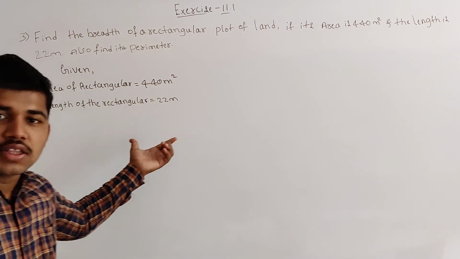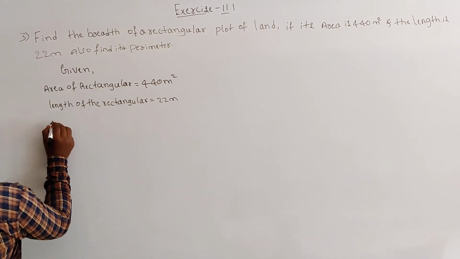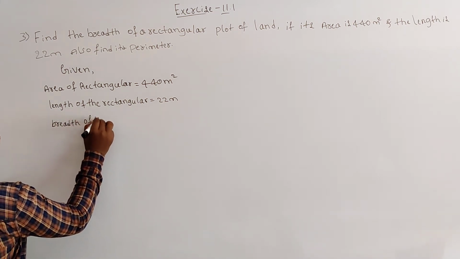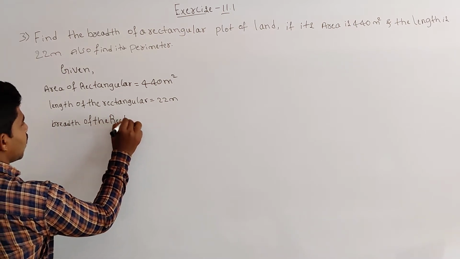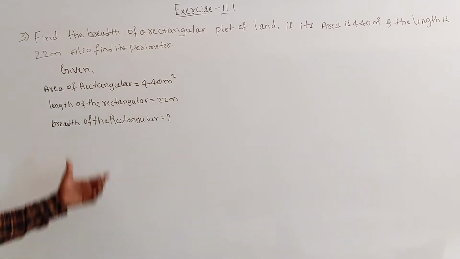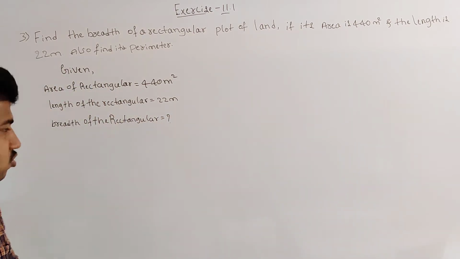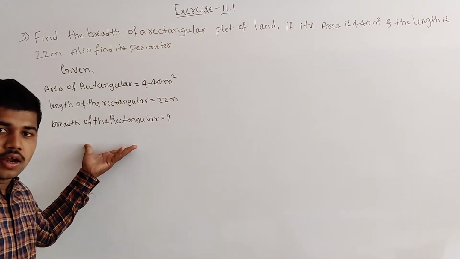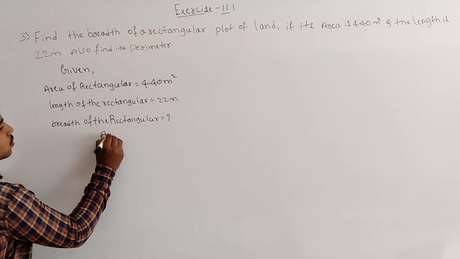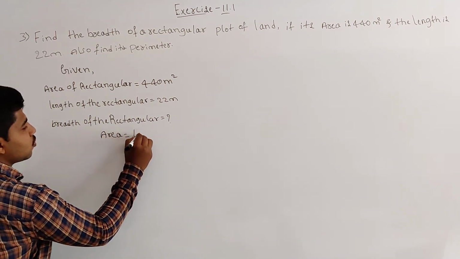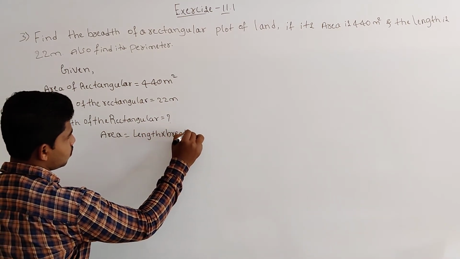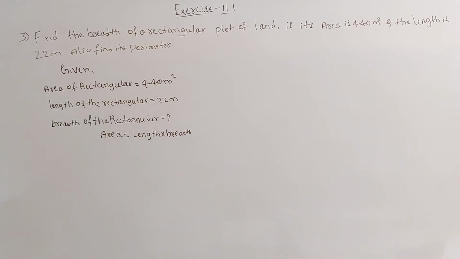First you should find the breadth of the rectangular. We don't know it. Before finding the perimeter of the rectangle, first you should find the breadth. Already you know the formula: area is equal to length into breadth.